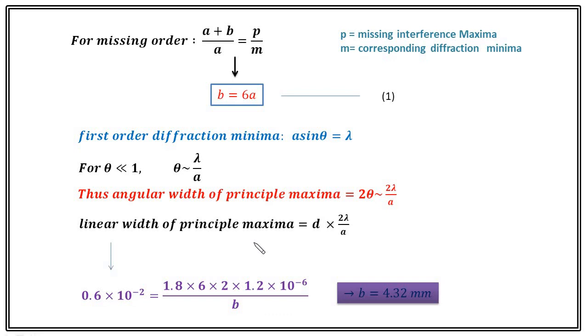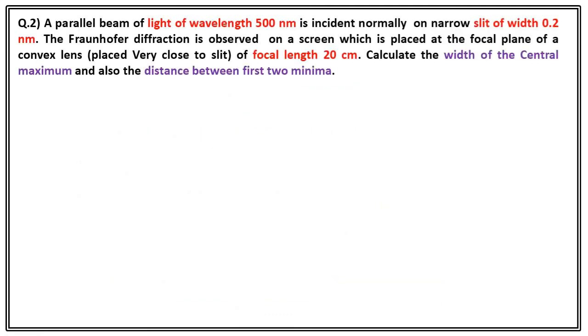Okay. Now move to the second problem. A parallel beam of light of wavelength 500 nanometer is incident normally on a narrow slit of width 0.2 nanometer. The Fraunhofer diffraction is observed on a screen which is placed at the focal plane of a convex lens, placed very close to the slit.